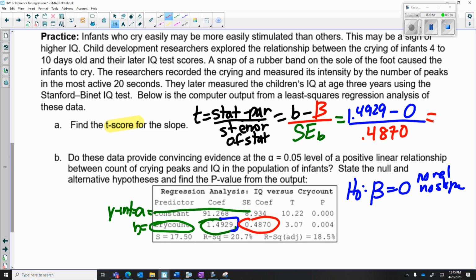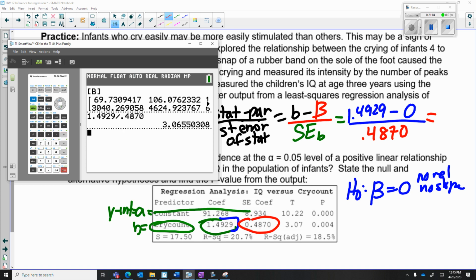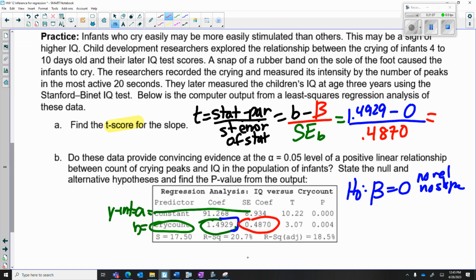So if we divided those two numbers, let's see what we get. In the home screen, if we do 1.4929 divided by 0.4870, we end up getting a t-score of 3.07. You may be like, oh, okay, 3.07. Well, it turns out that that number is actually right here on the statistic output, underneath the column that says t-score, 3.07. There it is. That's the test statistic, okay? Test statistic. And now the p-value would be right here, 0.004.